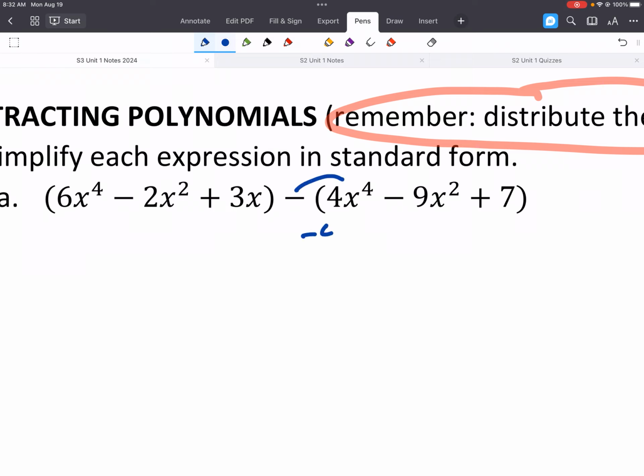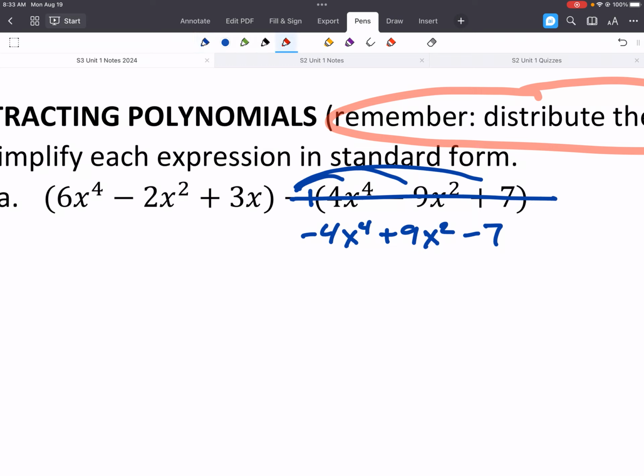So here we'd have negative 4x to the fourth, and then we'd multiply that. Again, we can make that be a negative 1 if you prefer. Negative 1 times negative 9 will give us a positive 9. And we can distribute that negative 1 to the 7. We'll get negative 7. Okay, so this is all what we had before. We can just cross that out. And now we're just going to combine like terms.